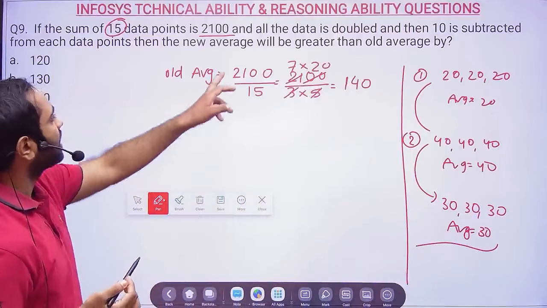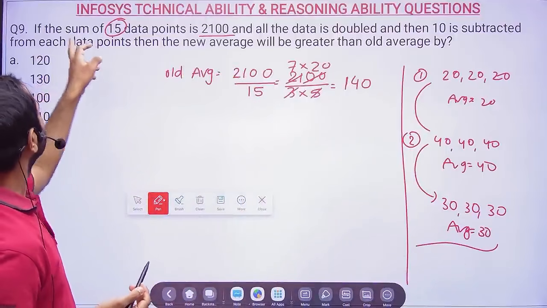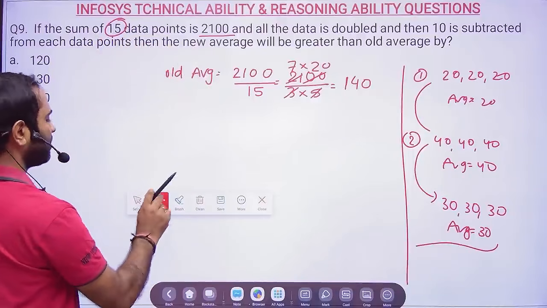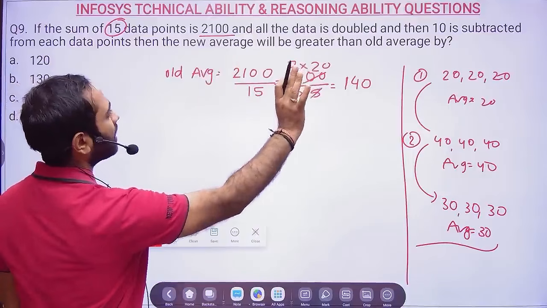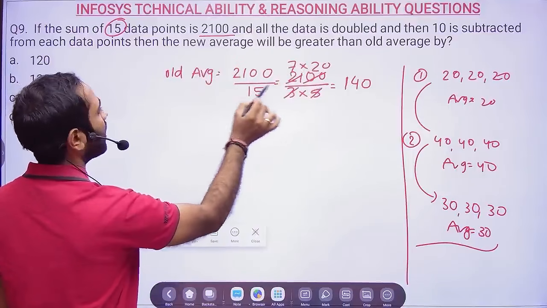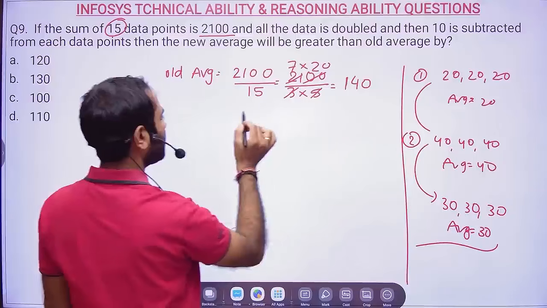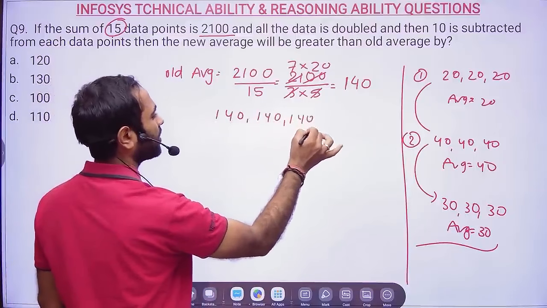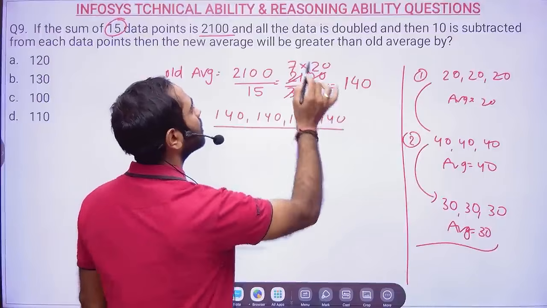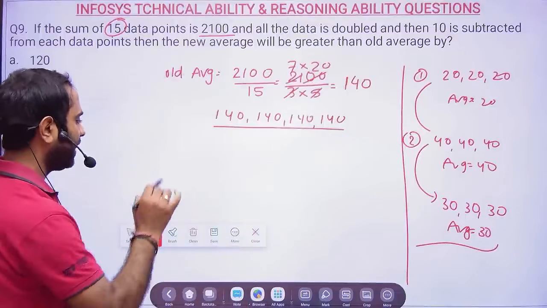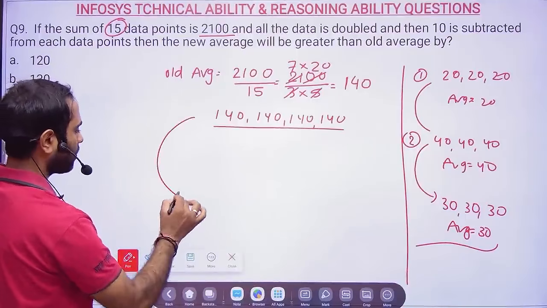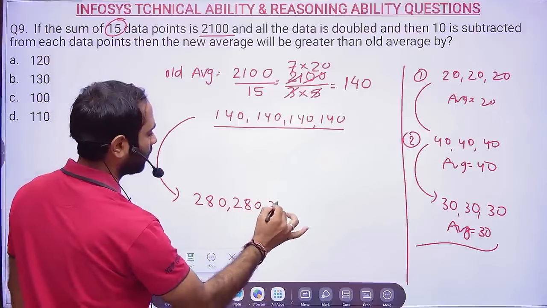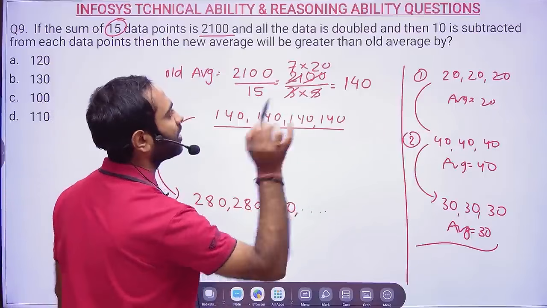Now they are telling, see, if the sum of 15 data points is given, and all the data is doubled, the average we have got is 140. If the average is 140, suppose all the numbers were 140, 140, 140, you can treat it like that. Now the data is doubled, so what will happen? We are doubling the data, so 280, 280, 280 and all.